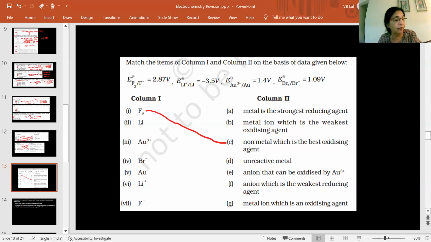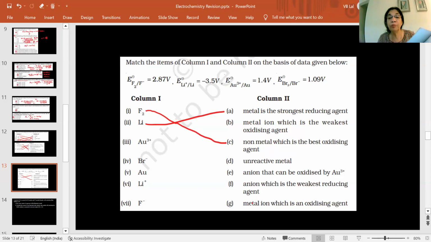Now look at lithium. Lithium metal is the strongest reducing agent. So which will be the strongest reducing agent? The one which has the lowest reduction potential. So which is the lowest reduction potential? Lithium. So lithium is the metal that is the strongest reducing agent. Are you able to understand, all of you? These are very important concepts which you should be very clear about in your mind.